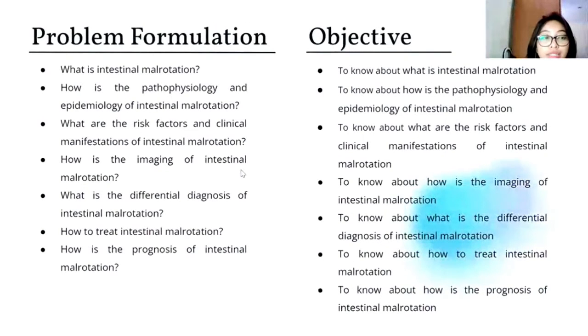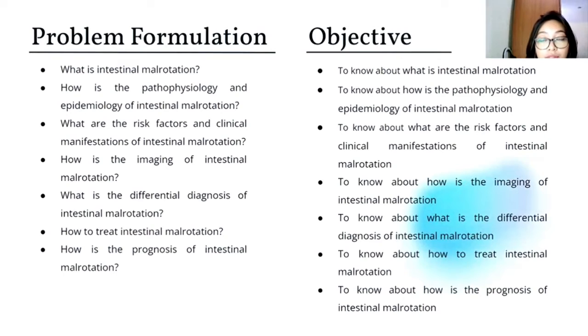Next is about problem formulations and objectives. The problem formulations in our student project were: first, what is intestinal malrotation? How are the pathophysiology and epidemiology of intestinal malrotation? What are the risk factors and clinical manifestations? How is the imaging? What is the differential diagnosis? How to treat intestinal malrotation? And how is the prognosis?